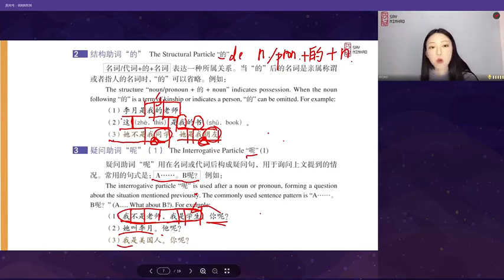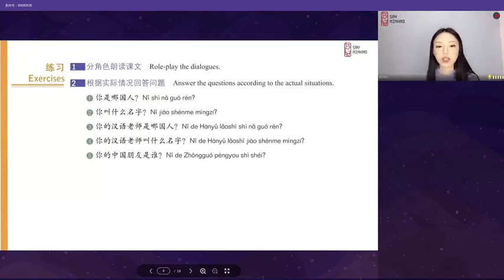Last example, 我是美国人。你呢? I am American. What about you? It is asking about your nationality. Nationality is mentioned before. Okay? It is really easy one. So we are not going to spend too much time on it. Now let's just move on to next one.